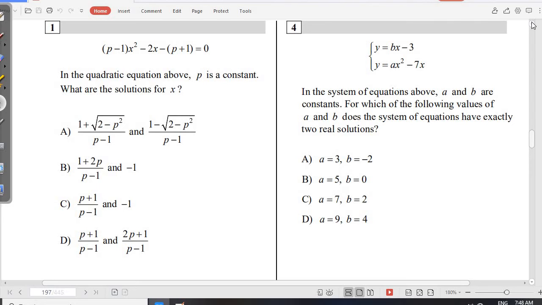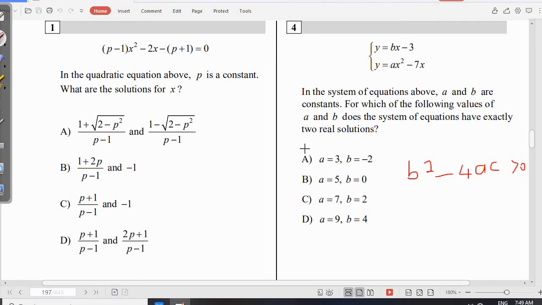must be greater than 0. That is, must be positive. The discriminant, remember what we said about the discriminant. The discriminant is b squared minus 4ac. So b squared minus 4ac should give you something that is greater than 0. So we're just going to test each of them.